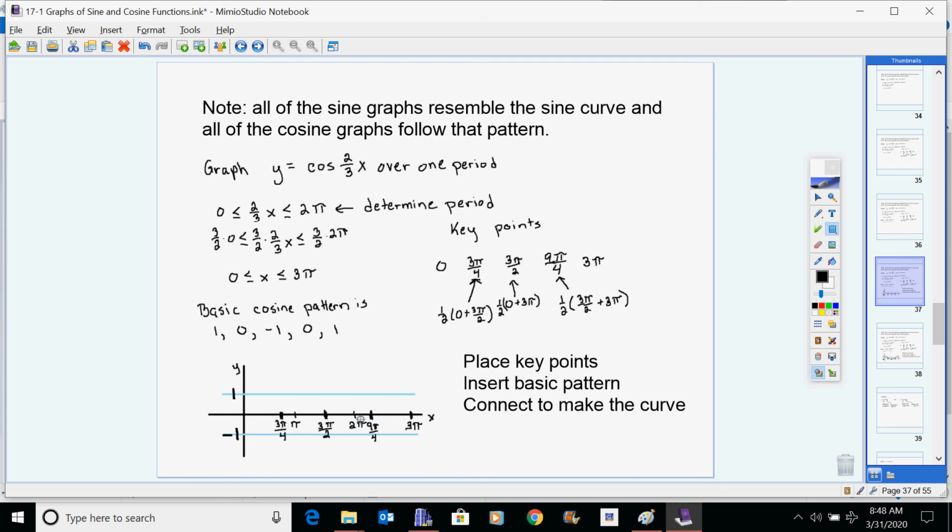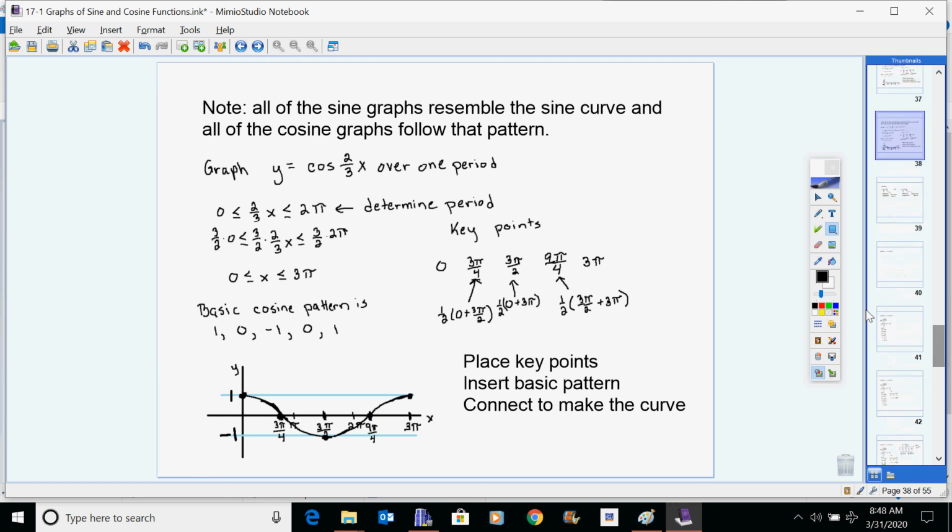The only reason I have pi and 2 pi in here is for context, so that you can see where they are in relation to those numbers. But our key points are 0, 3 pi over 4, 3 pi over 2, 9 pi over 4, and 3 pi. So we start at 1 and 0 and -1 and 0 and 1, and you follow that pattern. 1, 0, -1, 0, and 1, and then make your curvy loop right in there.